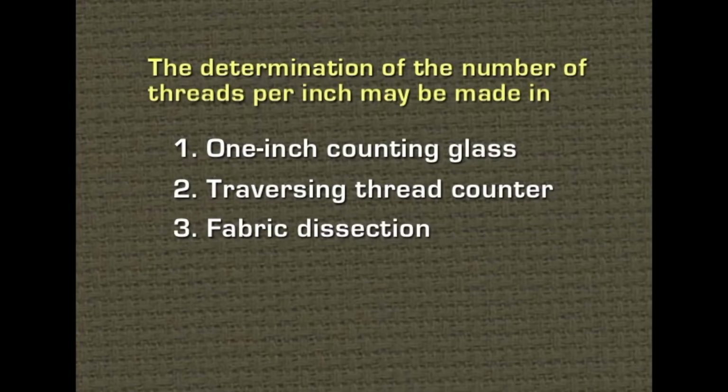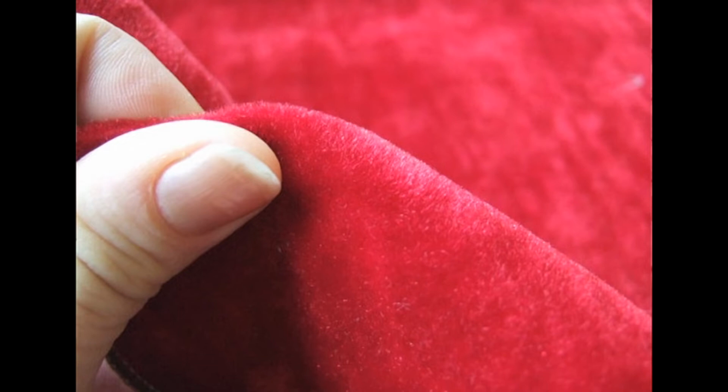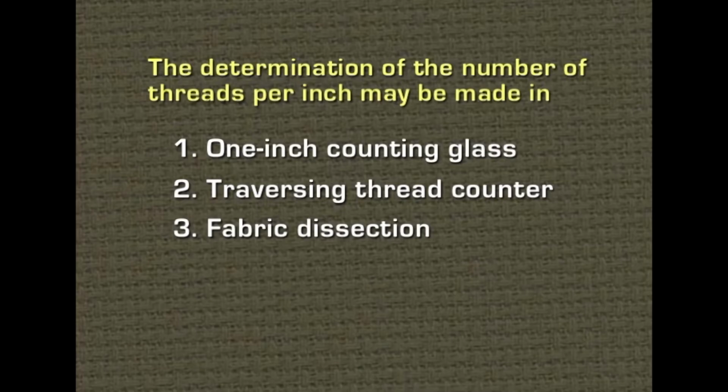And then another method of counting the number of threads is fabric dissection. Only by dissecting the fabric will we be able to make this particular measurement. In this, a known width is unravelled and the threads are counted. It is a useful method where the threads are difficult to distinguish, as in the case of felted threads or where the structure is very complex. For example, with piled fabrics, it is very difficult to see how many threads are present.